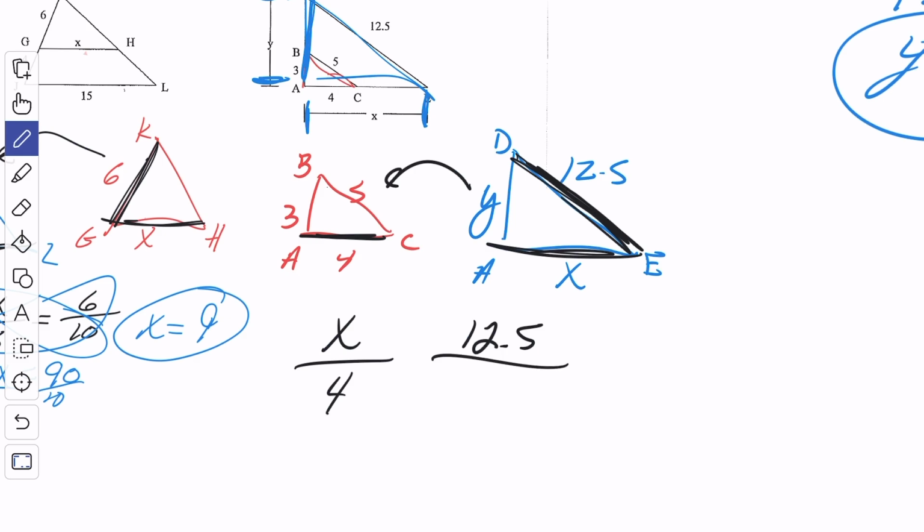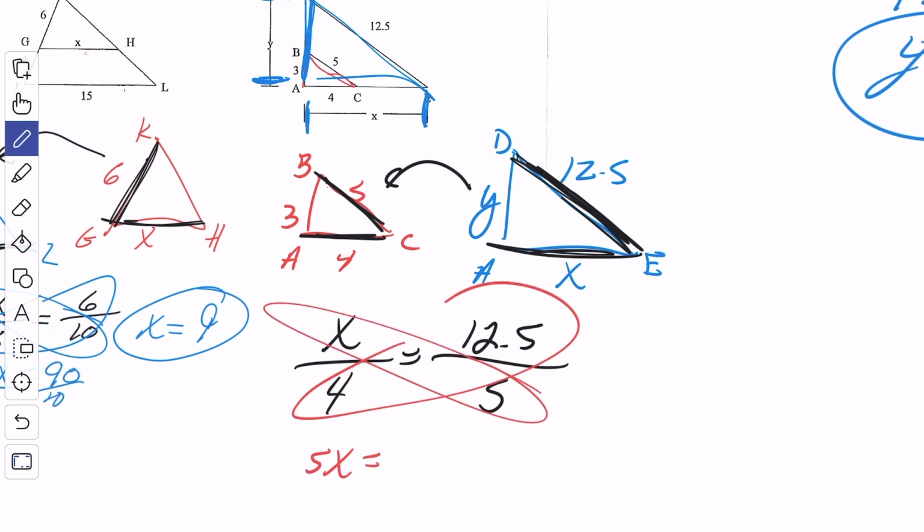So I'm going to put that in my numerator just because I already know that's how it's going to be. And DE is the second and third, so that's BC. So BC is 5. So now we're going to cross multiply. So we get 5x is equal to, well, 4 times 12.5 is equal to 50. So we divide each side by 5. So x is then equal to 10.